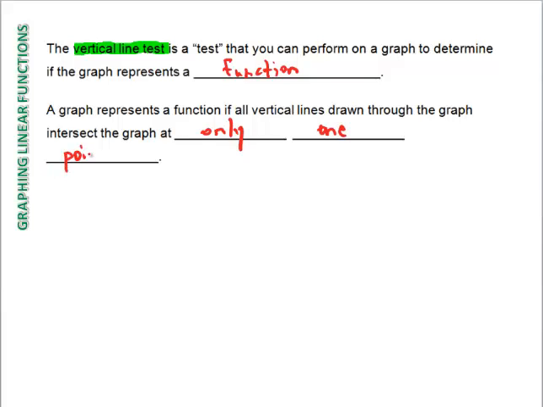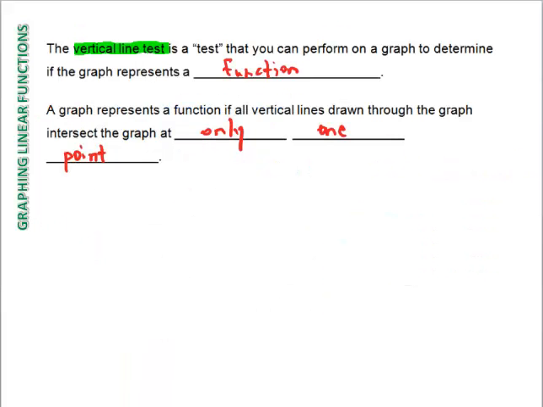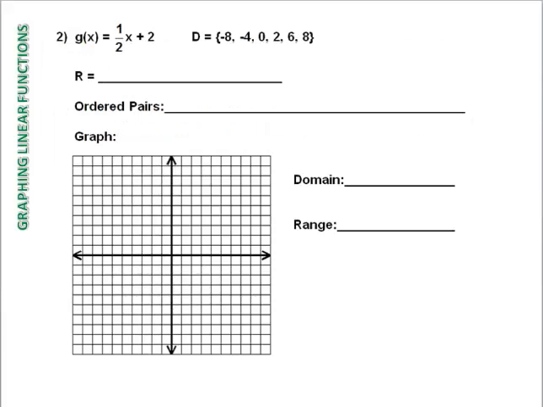Alright, so that should be a quick review for you on the vertical line test. If I look back at the previous graph and I do the vertical line test across, notice that this line doesn't touch any vertical line in more than one place at a time, so it would be considered a function. Okay? Alright, now let's go on to example number 2.